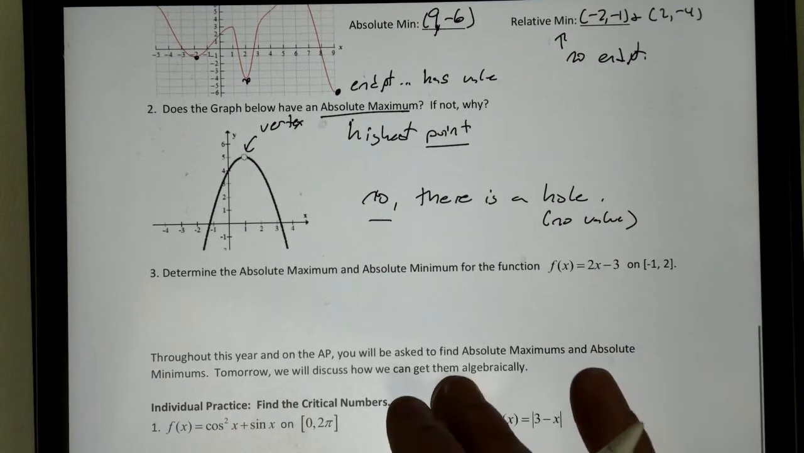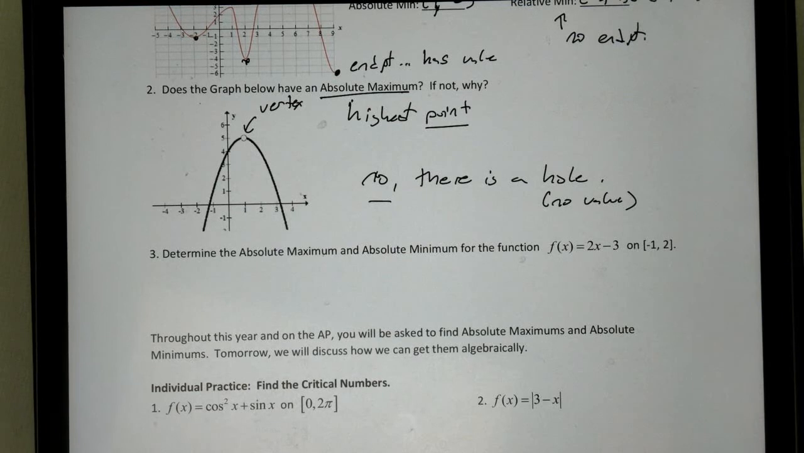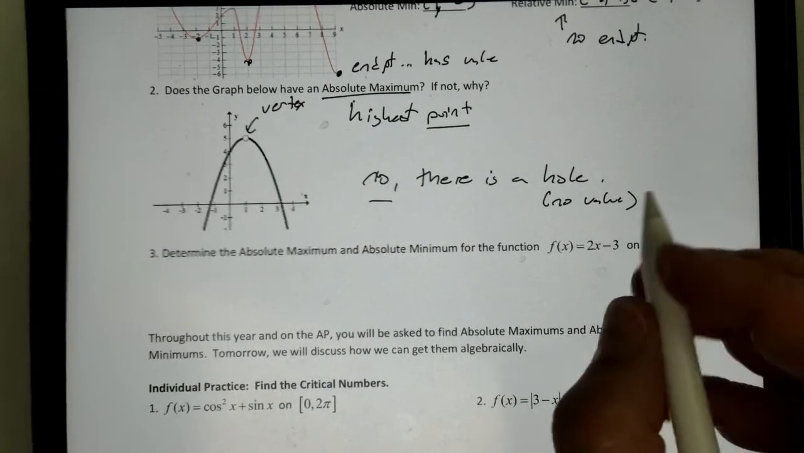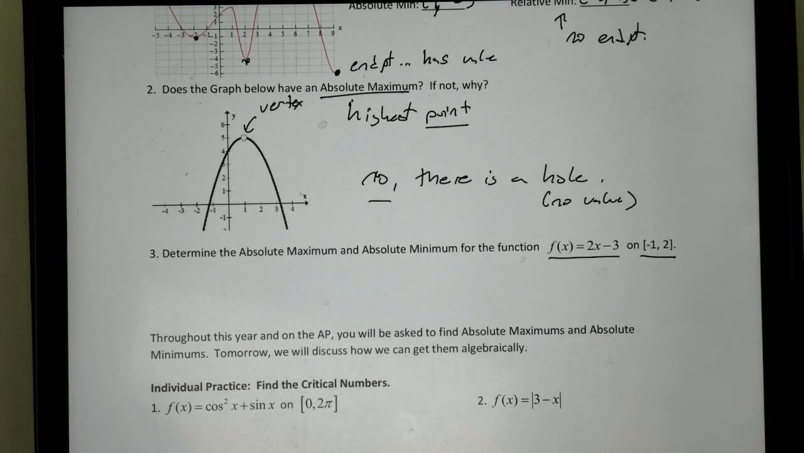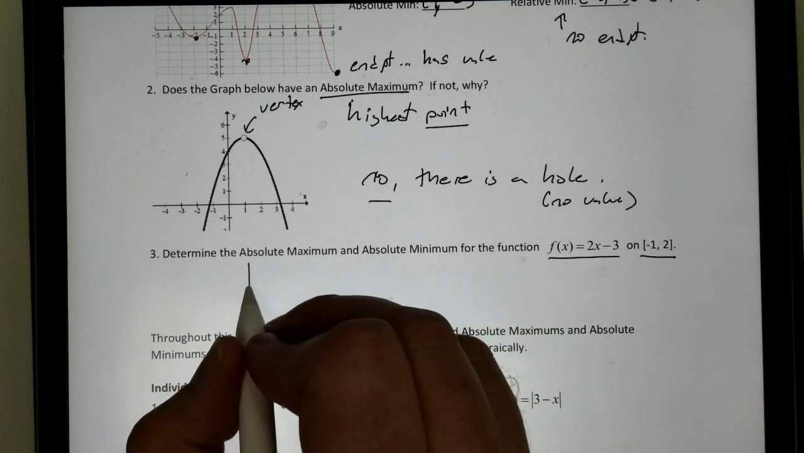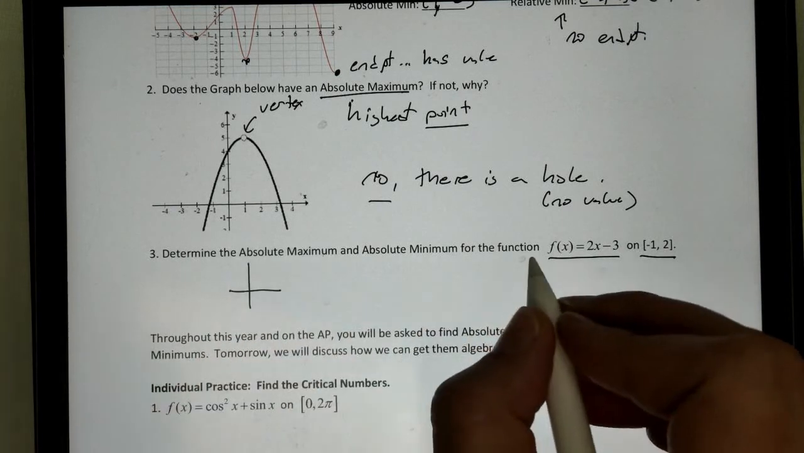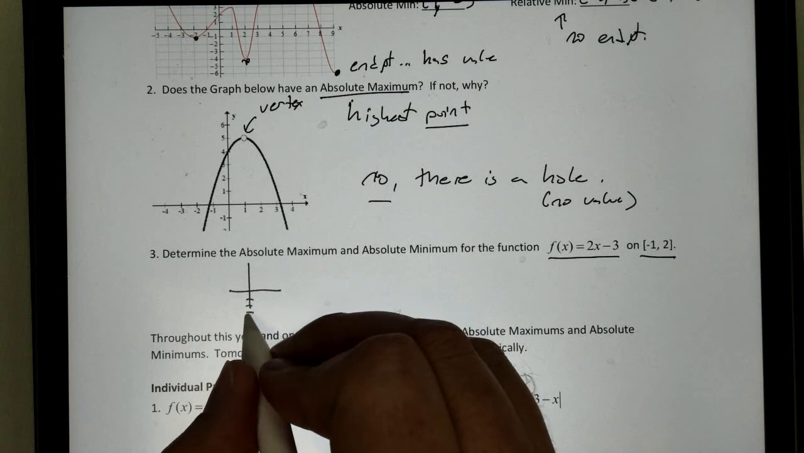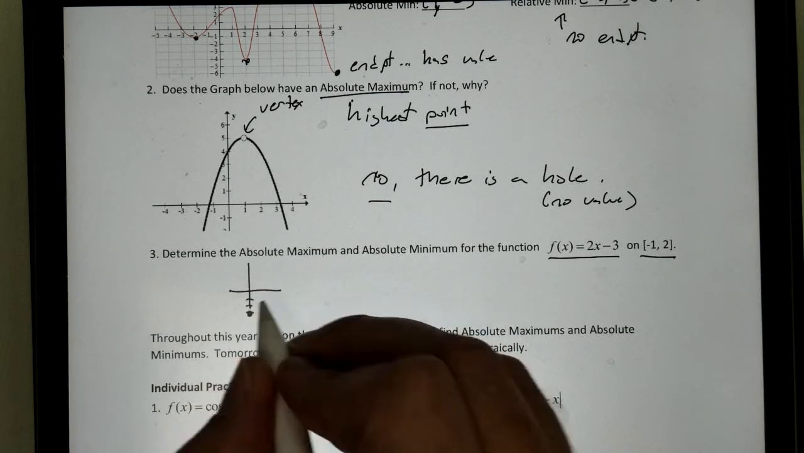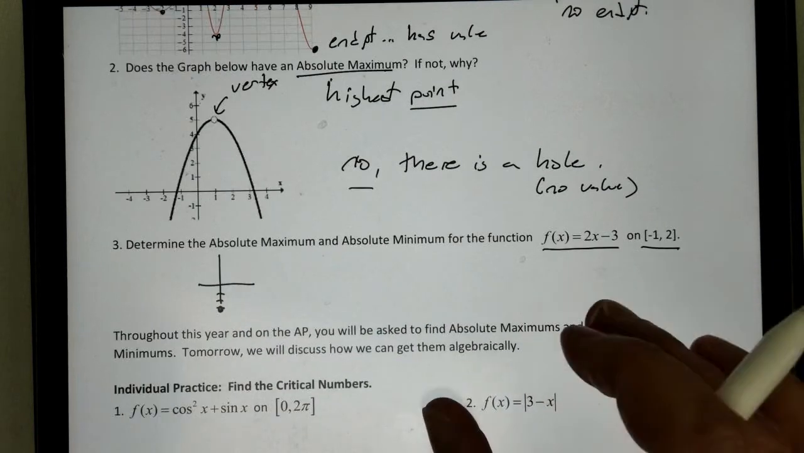So let's take a look at example number 3 here. It says, determine the absolute maximum and the absolute minimum for this function, f of x equals 2x minus 3 from negative 1 to 2. Now this one's not that bad to do. Ready? Take a look here. This is just a line. If I were to graph it, I'm starting at negative 3. 1, 2, 3. And I'm just going to plug in the points here, honestly, because it's a line.